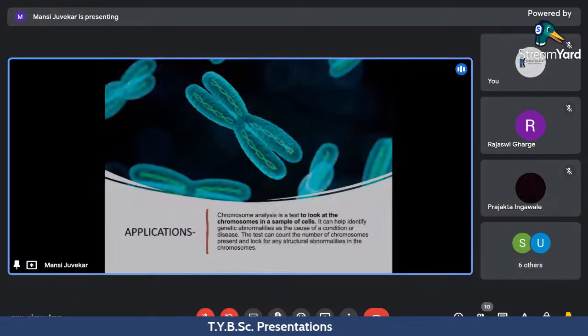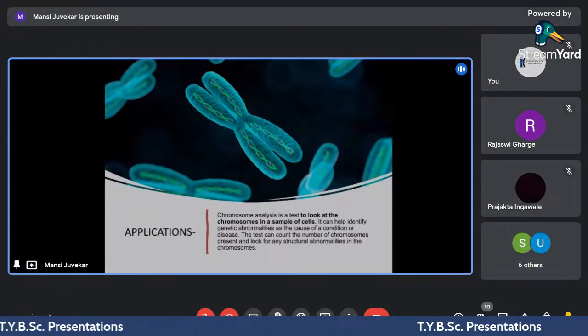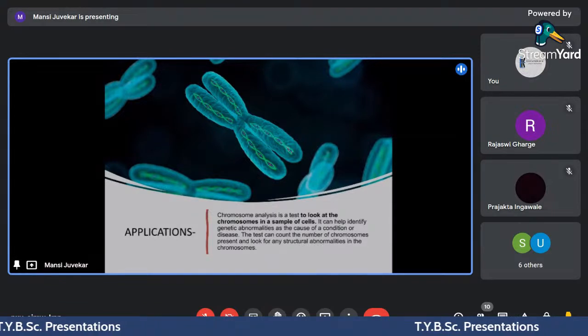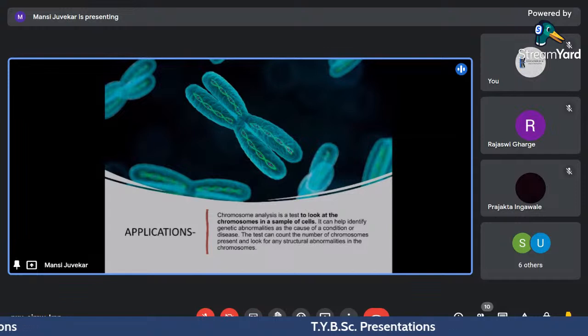Applications. Chromosome analysis is a test to look at the chromosomes in a sample of cells. It can help identify genetic abnormalities as the cause of a condition or disease. The test can count the number of chromosomes present and look for any structural abnormalities in the chromosomes.